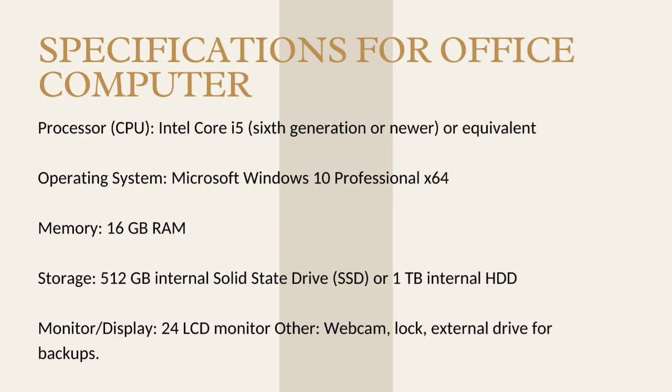For operating system, Microsoft Windows 10 Professional x64 is recommended to use. In terms of memory, at least 16GB of RAM is recommended for an office computer. This allows for smooth multitasking and ensures that the computer can handle running multiple applications at once without slowing down. For storage, a hard disk drive with at least 1TB or a solid-state drive with 512GB of storage is typically sufficient for an office computer. This provides enough space to store documents, spreadsheets, and other files without running out of space too quickly.